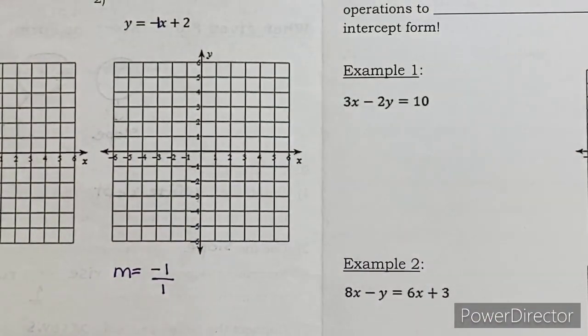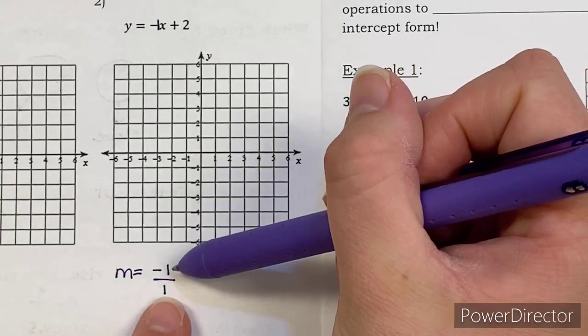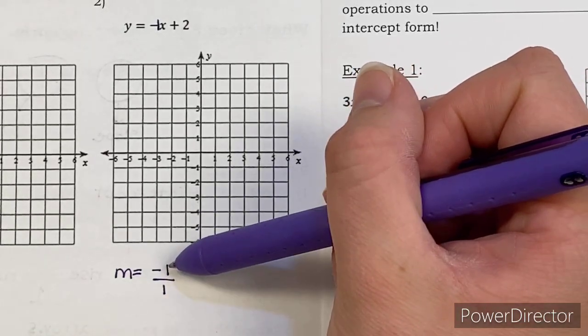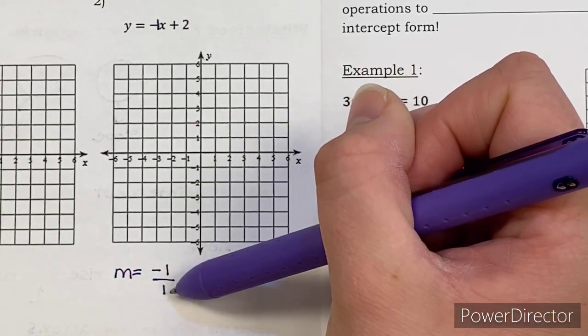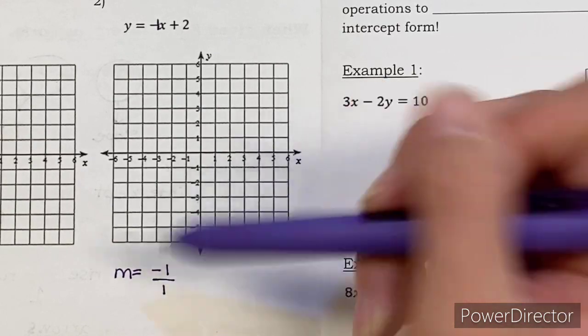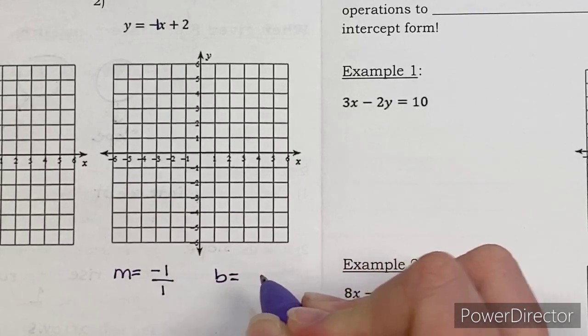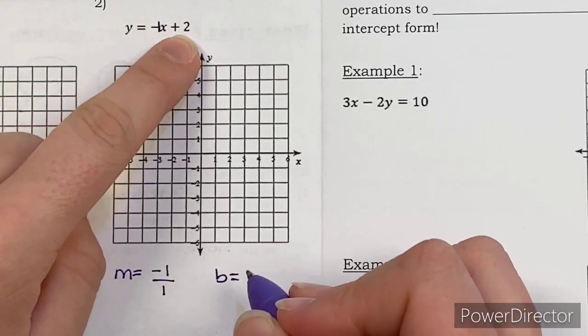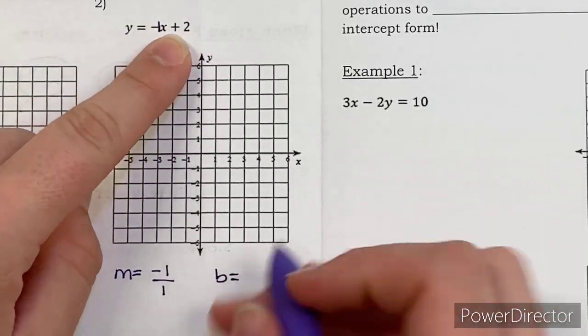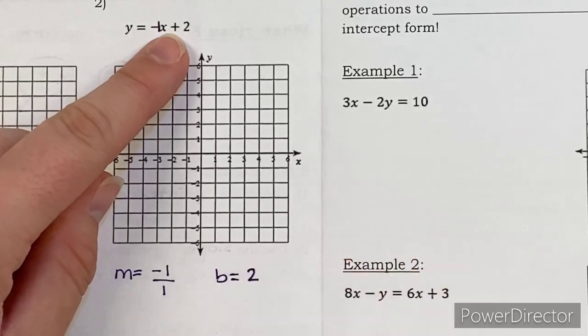So there's my slope. If I see this slope, I know I'm going to go down 1 because it's negative, and then to the right 1. So down 1, right 1. Okay? Then my b value, which is my y-intercept, is just this number back here. Make sure you grab that sign in front of it. So it's going to be a +2.